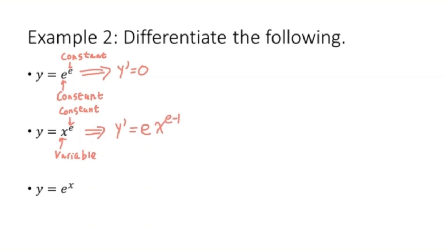Now for our last example, y equals e to the x. Our base is constant, but our exponent is the variable. When our base is constant and our exponent is the variable or expression, that is when we use our exponential rules. So here, since my base is e, y prime would just be e to the x.